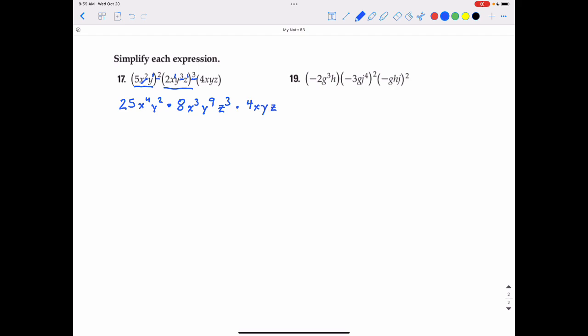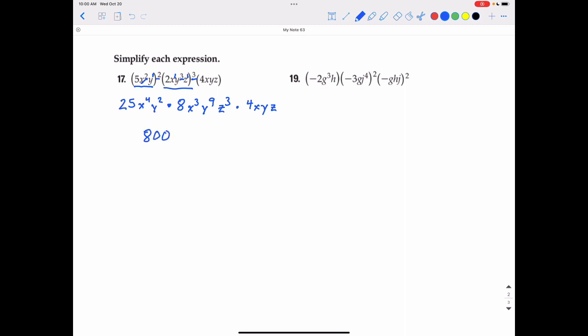Now we're going to multiply all three monomial terms that we have left. So starting with the whole numbers, 25, 8, and 4. When you take 25 times 8 times 4, 25 times 8 is 200. 200 times 4 is 800.